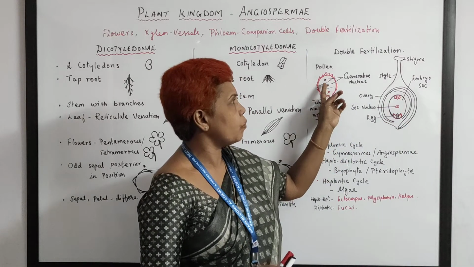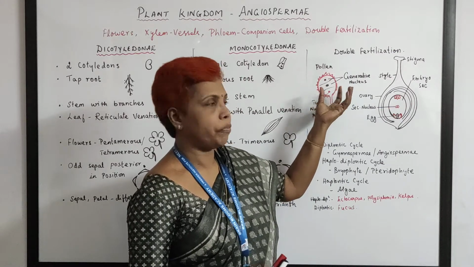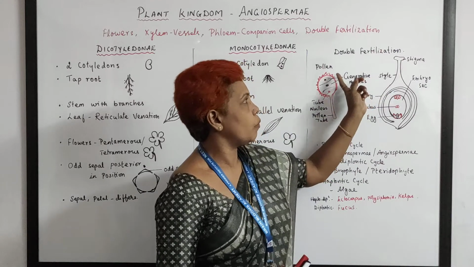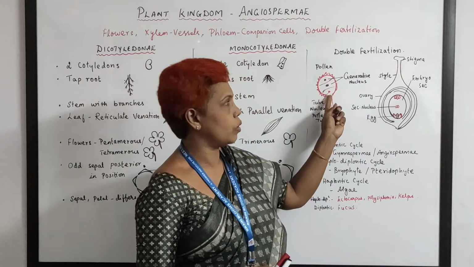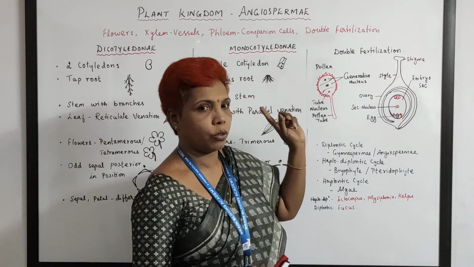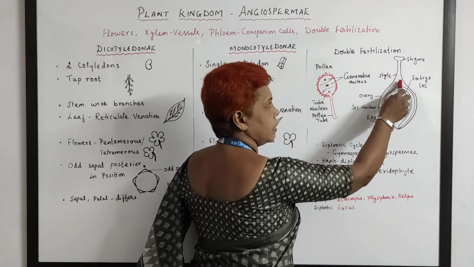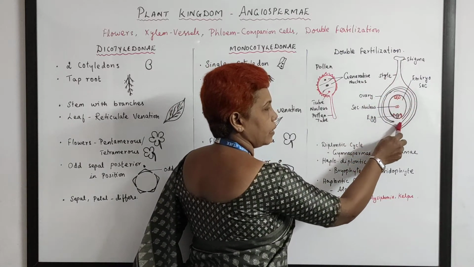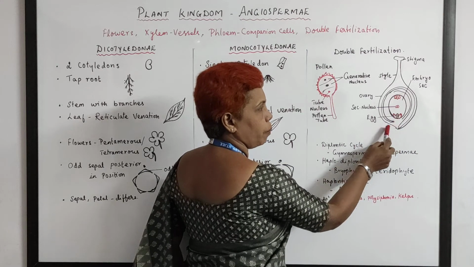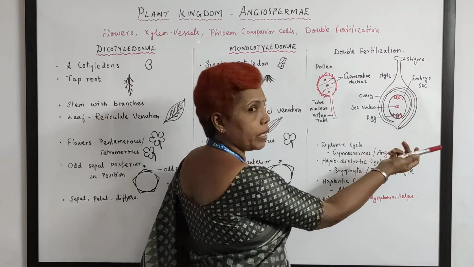And here, once it is released from the microsporophyll, it comes and stays in this area. And while it is coming, this is the tube nucleus, this is the pollen tube. The pollen tube was absent in gymnosperms, here it is present. It will be travelling like this, and then penetrating and getting in via this small pore, the micropyle area. So, while coming, this tube nucleus will die.